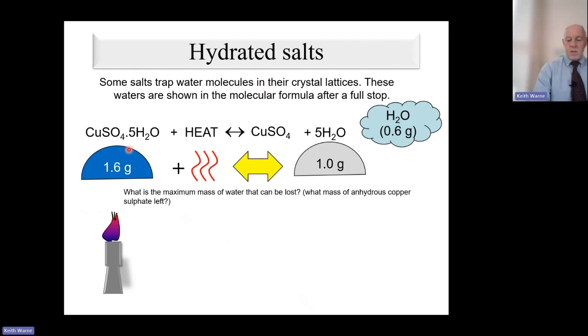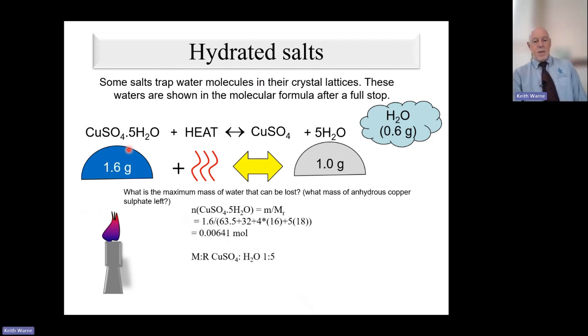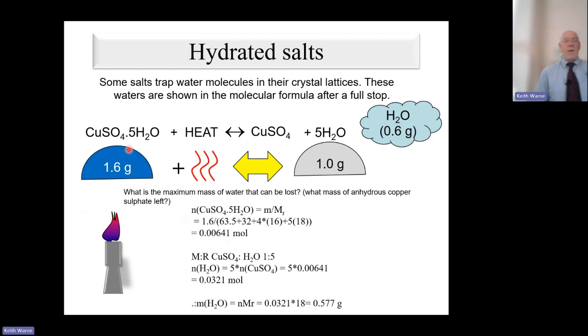I got 0.6, or 0.577. What are the steps? Well, I first worked out the number of moles of what I was given. We were given 1.6 grams of copper sulfate. There's copper sulfate's molar mass. The formula is mass over molar mass. That many moles of CuSO4.5H2O.